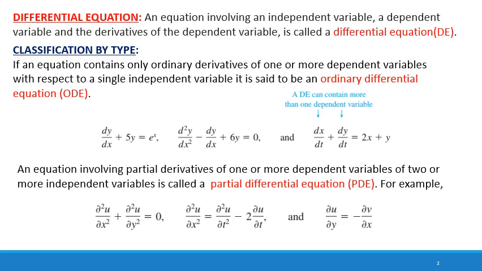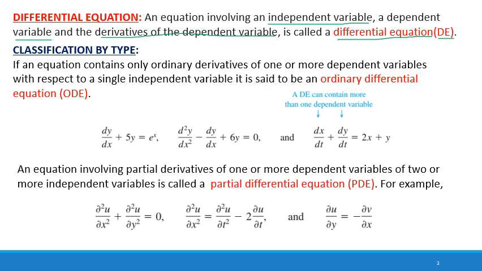Differential equation. An equation involving an independent variable, a dependent variable, and the derivatives of the dependent variable is called a differential equation and written as DE. There are several classifications of differential equation. The first classification is classification by type. In this classification, we have ordinary differential equation and partial differential equation.